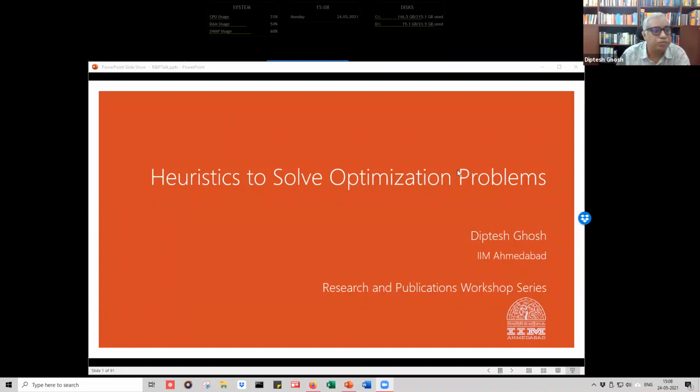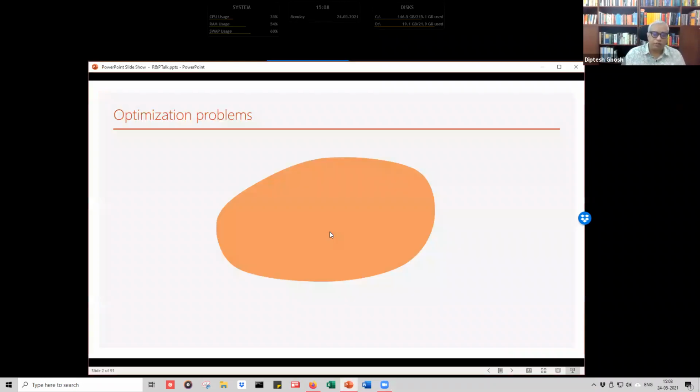Okay, so now, if you're talking about optimization problems and combinatorial optimization problems in general, we have known for a long time that combinatorial optimization problems can be broken up into two types of problems. Some problems are called easy problems and some problems are called hard problems, right?